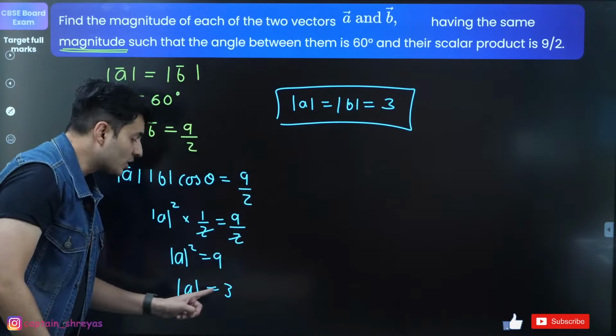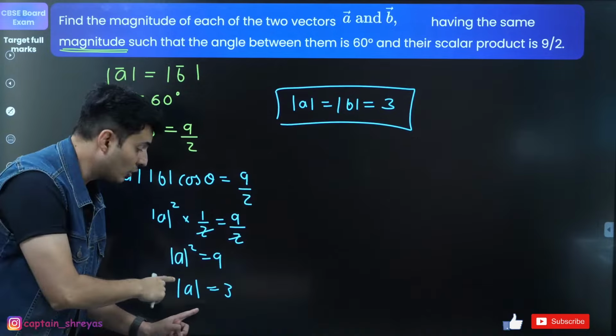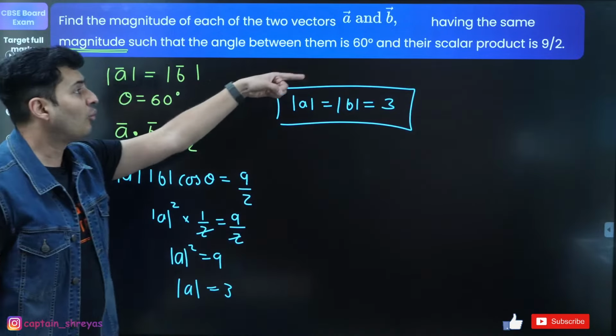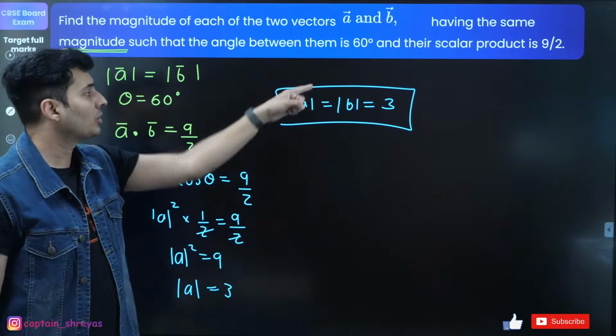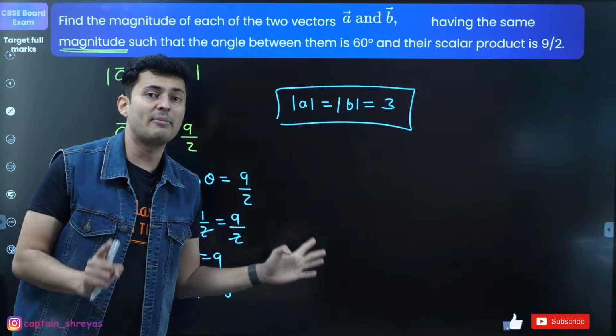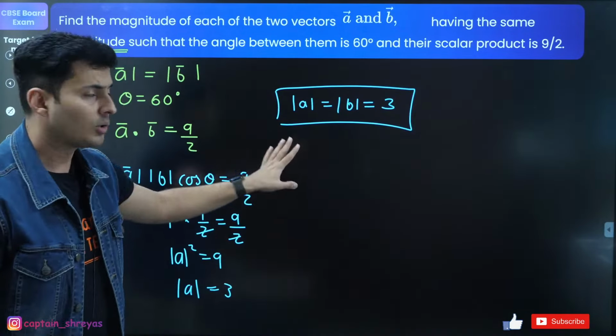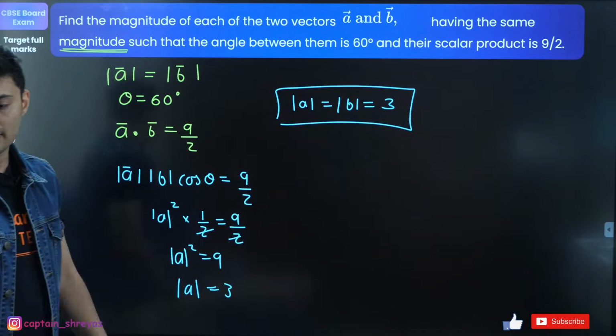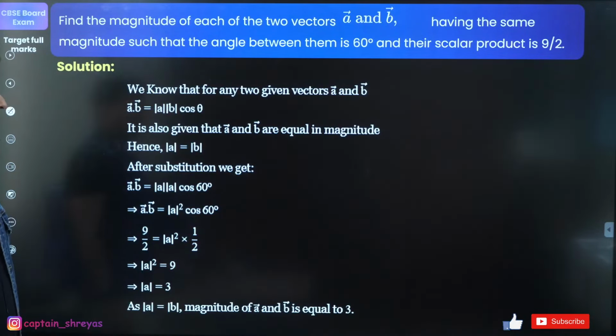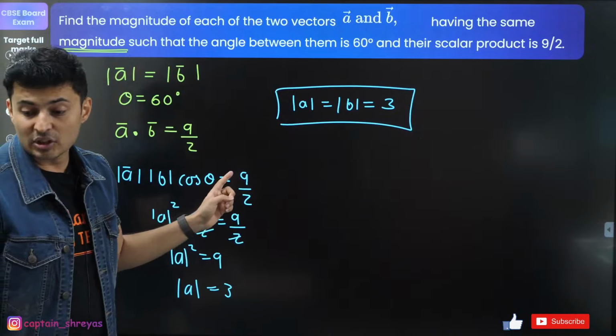Block this. If you just leave it here, you will lose marks, because the question says what is the magnitude of both of them. Both of them. So if it is a 1 mark question, you will lose half a mark. Okay. So please don't do that. Everyone. Awesome.